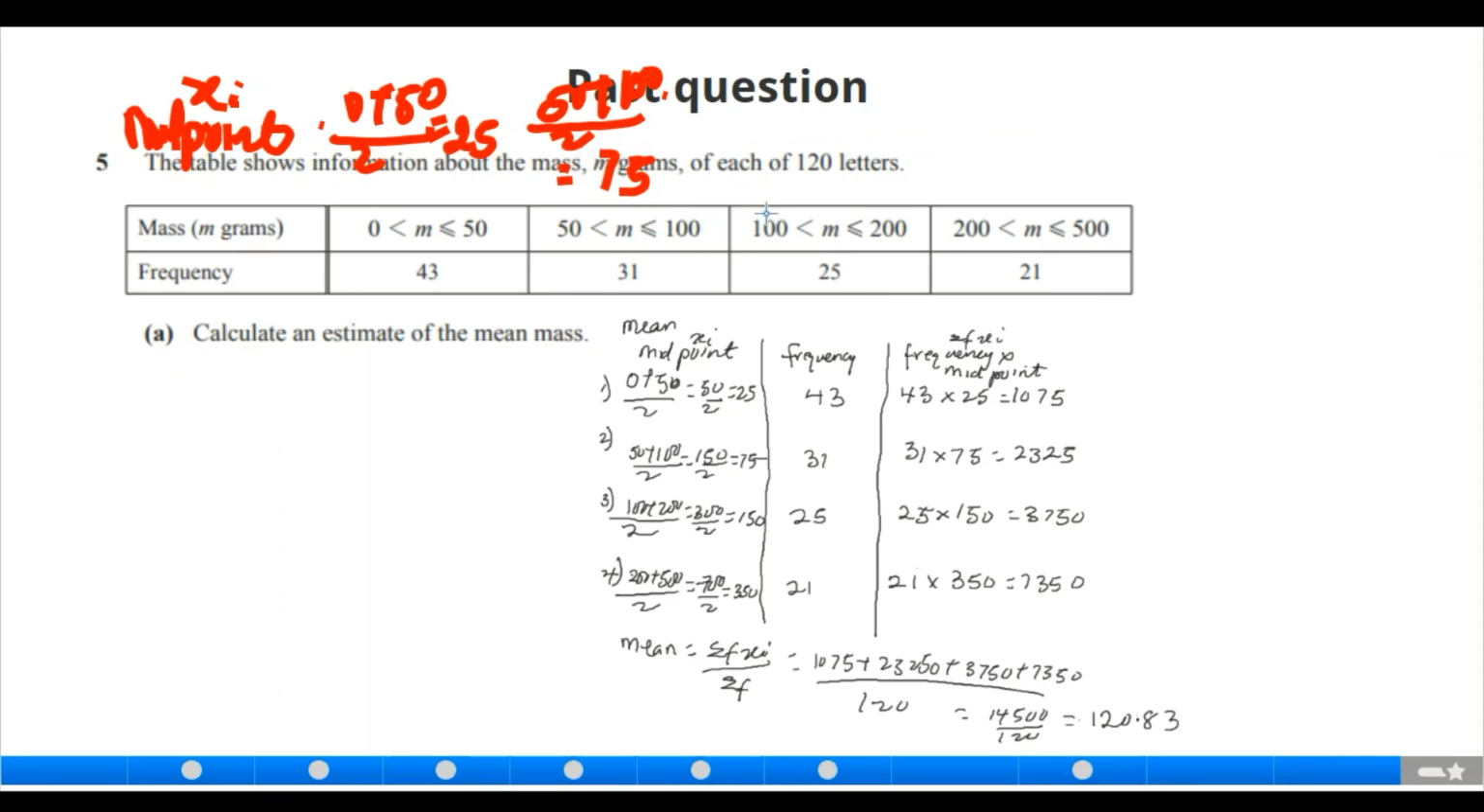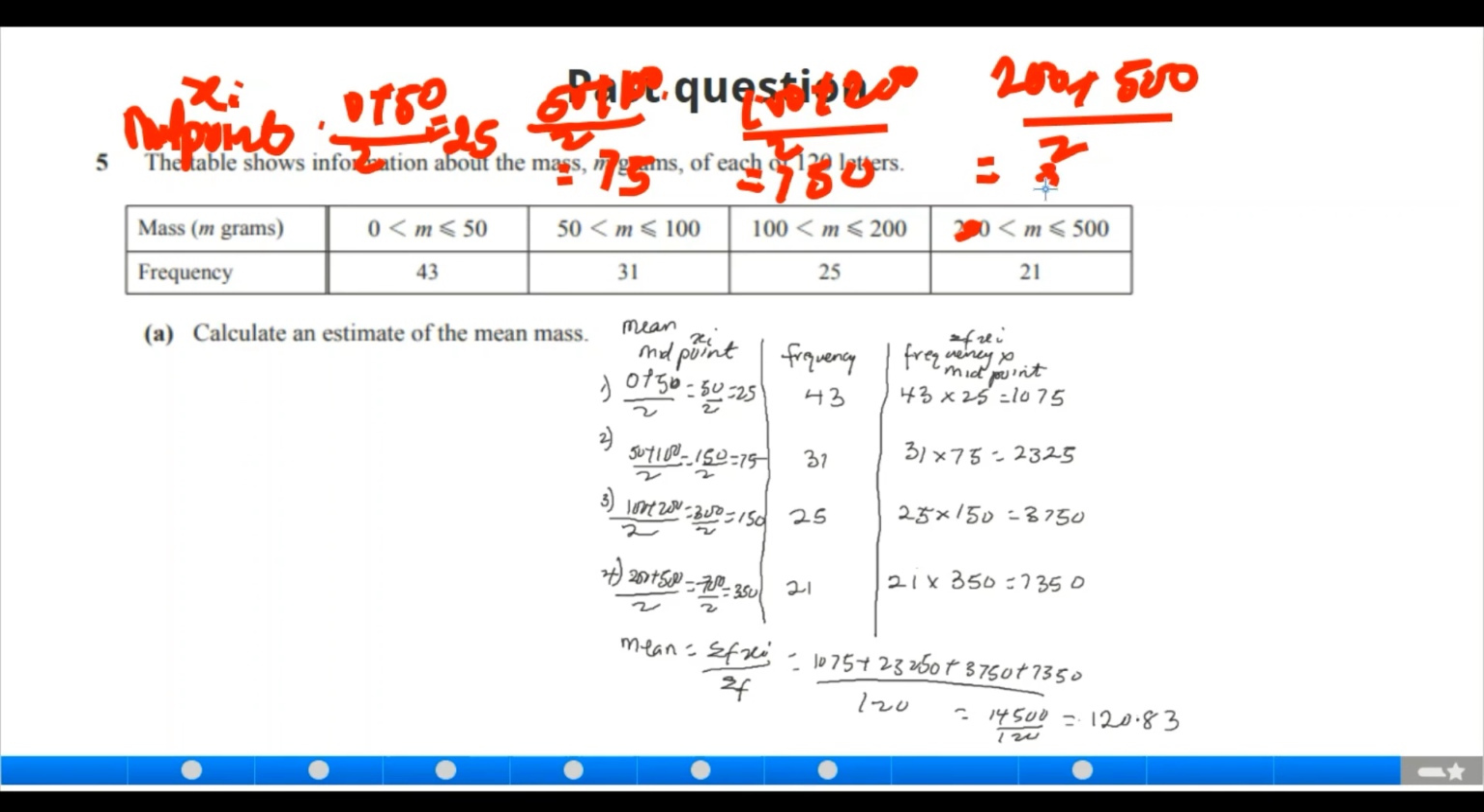Okay, let's look at the third one. 100 plus 200, that's 300, right? 300 divided by 2, that's what? 150. Okay, the last one is 200 plus 500 divided by 2, that is 700. 700 divided by 2 will give us 350.